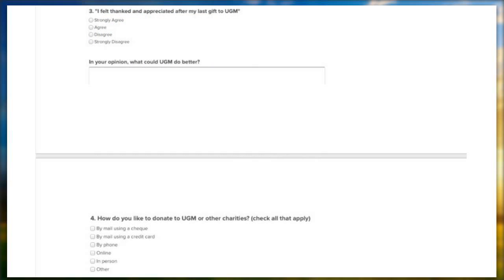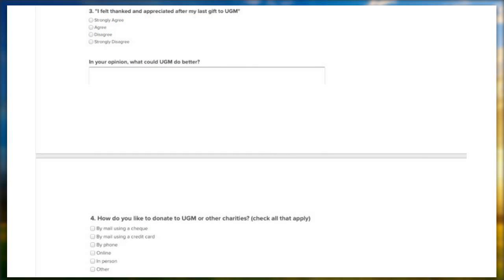A couple other questions here. So question 3, I felt thanked and appreciated after my last gift to UGM. So you can see strongly agree, agree, disagree, strongly disagree. So this question is really great, and I think it gets to the heart of one of their objectives for this survey, which is really understanding the effectiveness of their donor stewardship, which is what this question is really trying to ascertain.